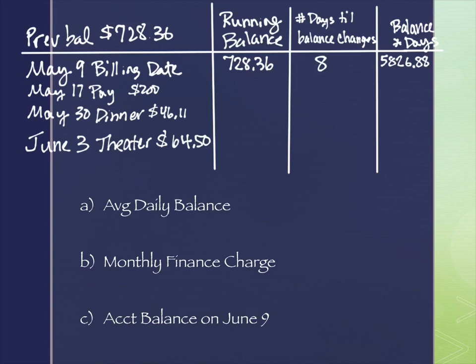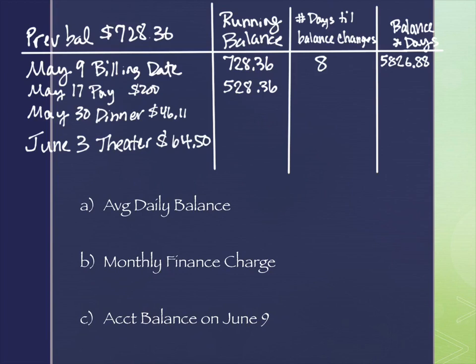Okay. At the May 17th date, we are paying $200. So what's going to happen to my balance? We're going to subtract. It's going to go down. I'm going to owe less. So I'm going to subtract off the 200 from the 728 to give me 528.36. All good? Okay, good deal.